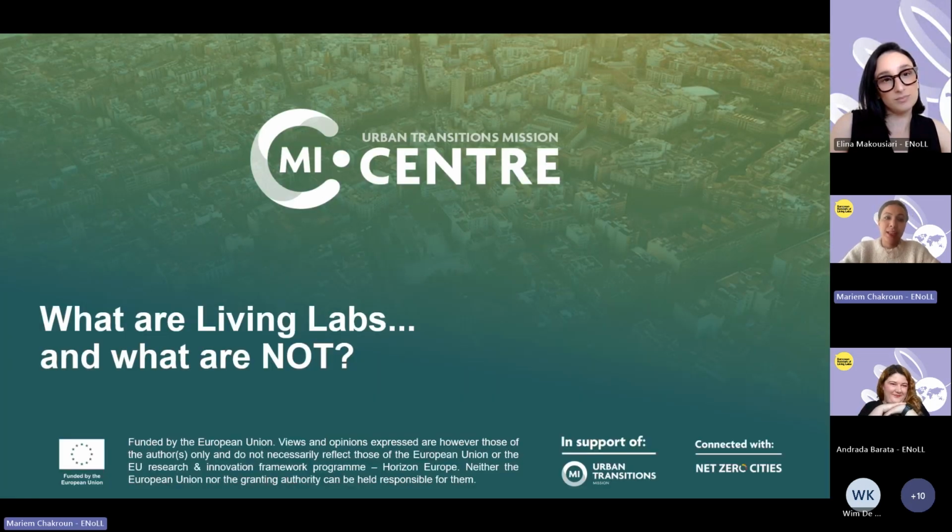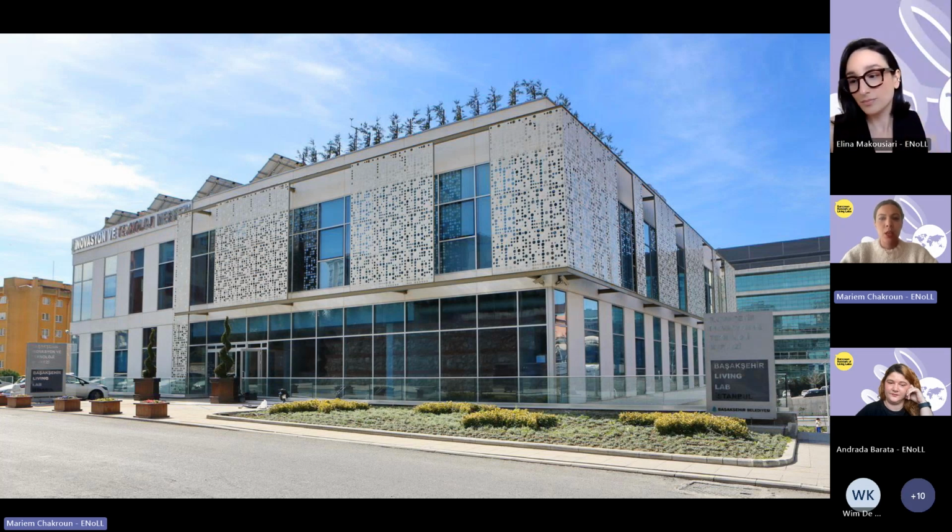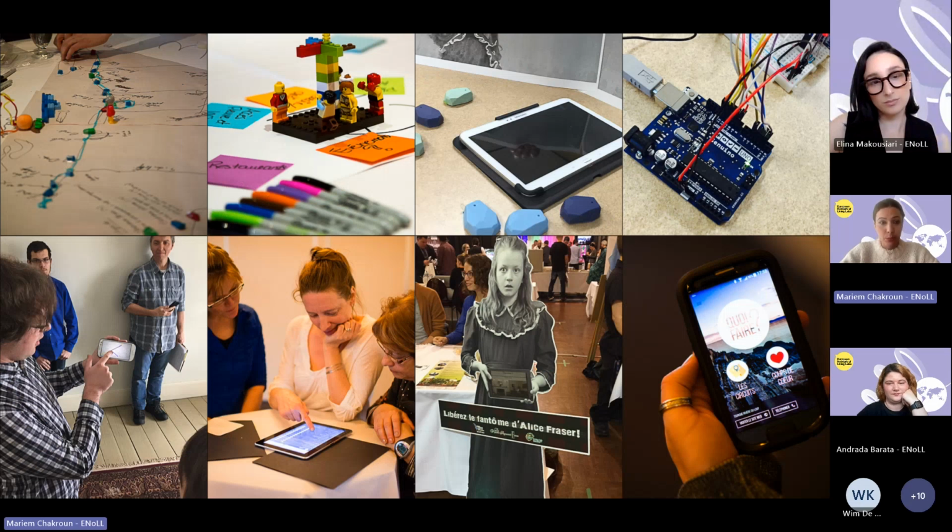So, what are living labs and what are not? We have noticed that usually when people think of living labs, the first image that comes to mind is a physical building. However, living labs is much more than that. It's not a space, but a methodology. Although we can see in this image a building which represents the Basaksehir Living Lab, located in Istanbul, in Turkey, a living lab is much more than a building, it's a methodology, and it's about interactions and people.